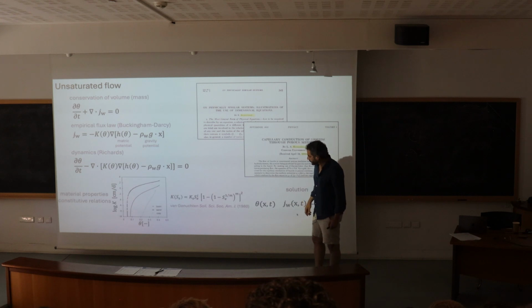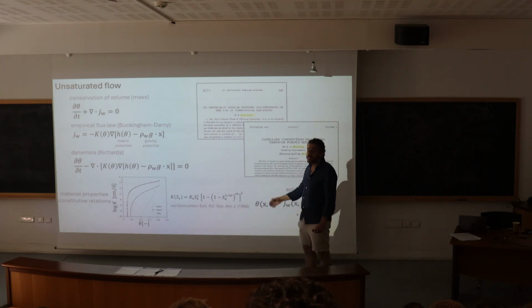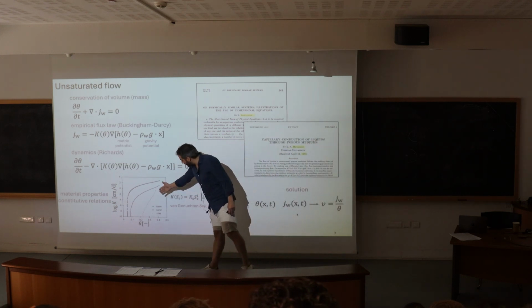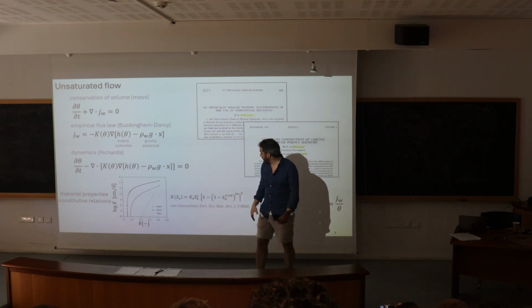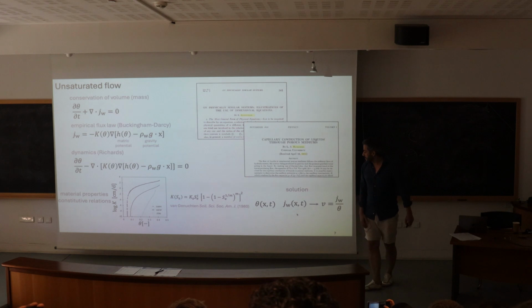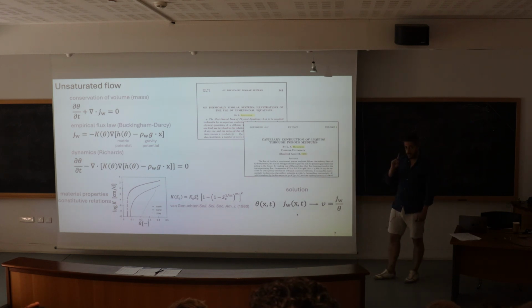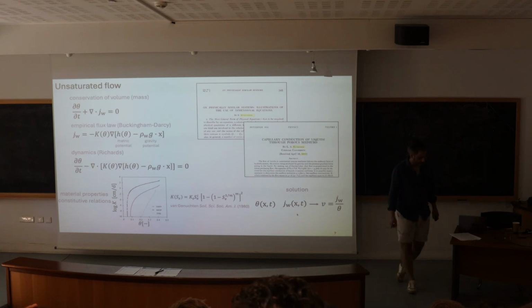For that, as I mentioned, we need to know the material properties and the constitutive relations. Here is how an unsaturated hydraulic conductivity function looks: a hydraulic conductivity that depends on the water content. And then here we have again our van Genuchten equation, and then the solution. In the unsaturated zone, the velocity of the water is the flux divided by the water content.